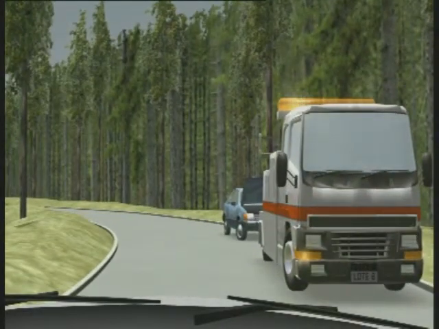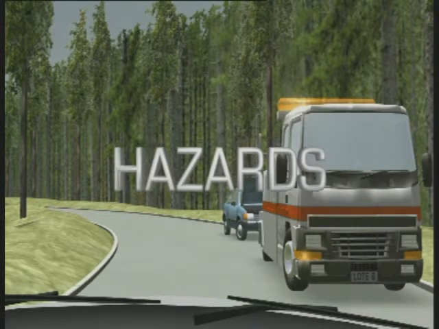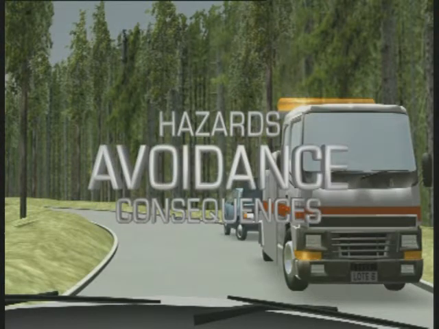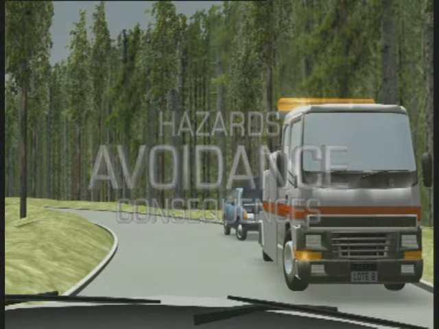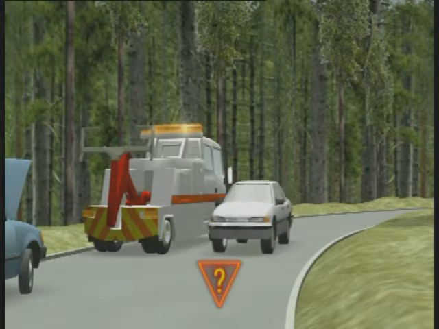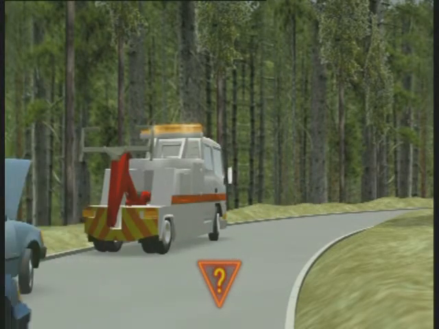When you get more used to doing risk assessments, you get into the rhythm of looking for the hazards, working out the consequences, and taking steps to avoid them. You might want to discuss how you'd have dealt with this situation yourself, or look at the leaflet that comes with the programme. So when you see this symbol, that means there's time to press the pause button.